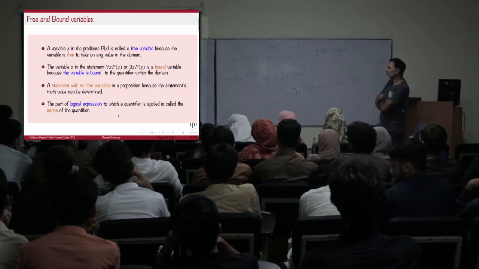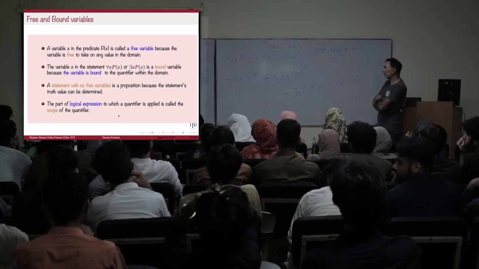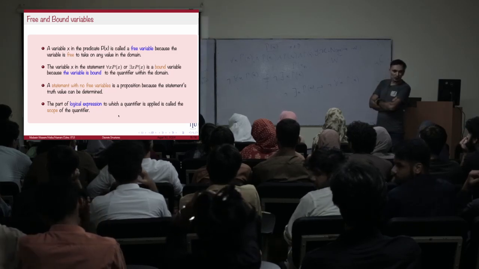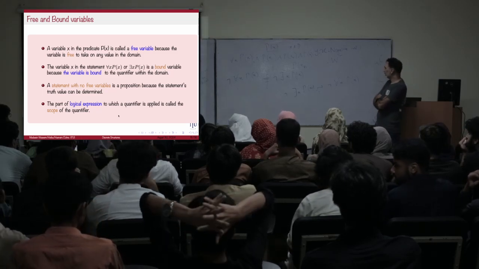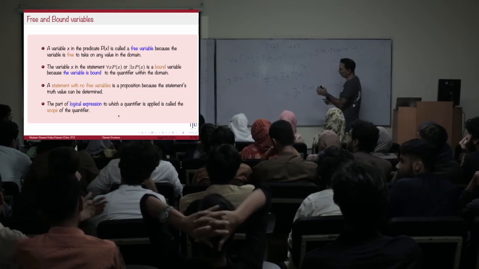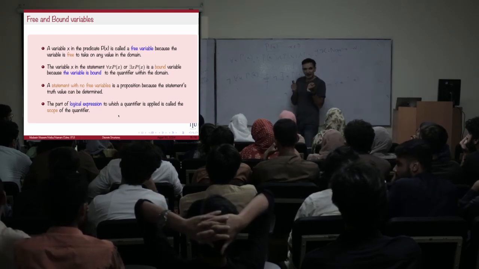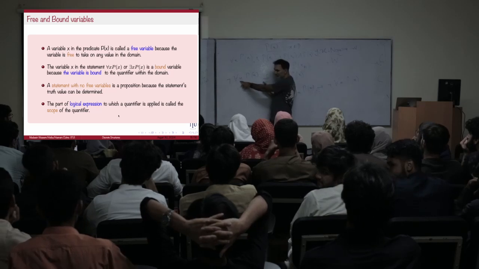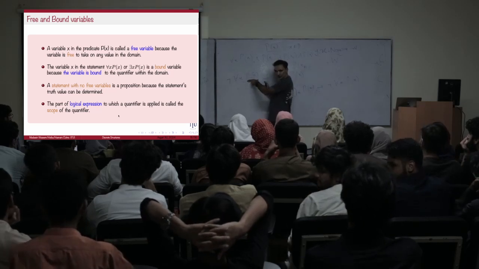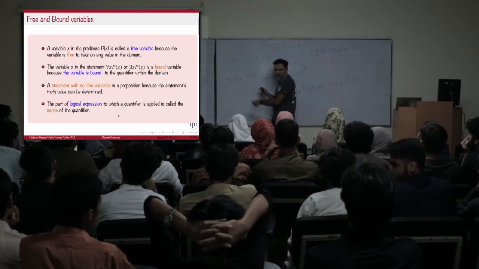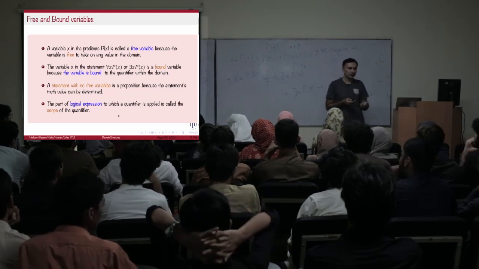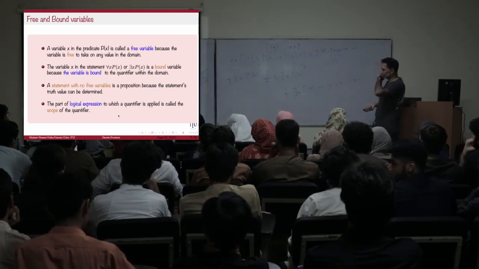The part of a logical expression to which a quantifier applies is called the scope of the quantifier. A moment ago I told you that if you don't use parentheses, the scope of the variable is the first complete proposition, where it appears. Okay, let's move on.